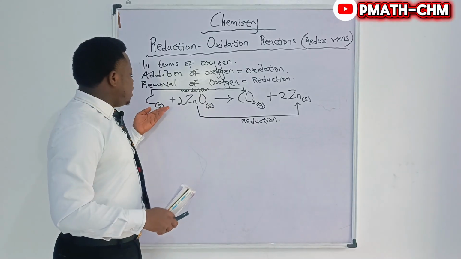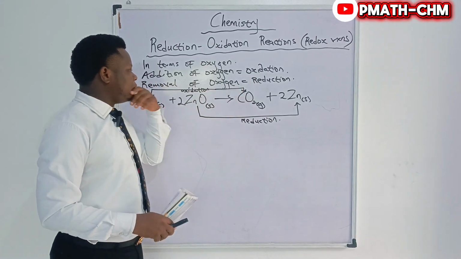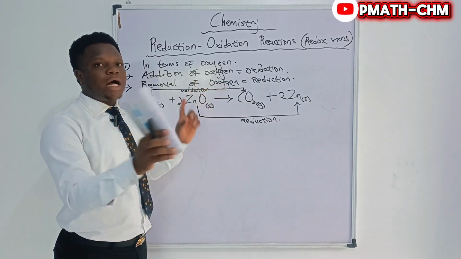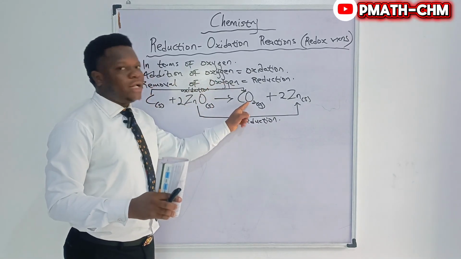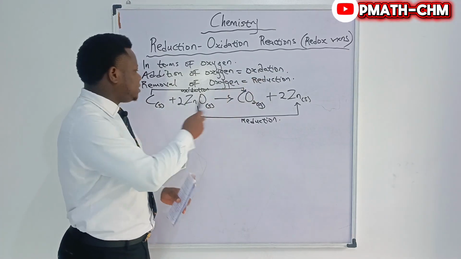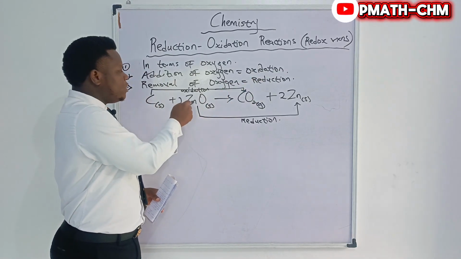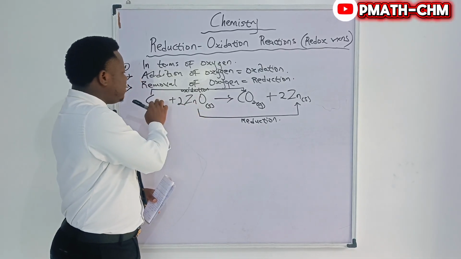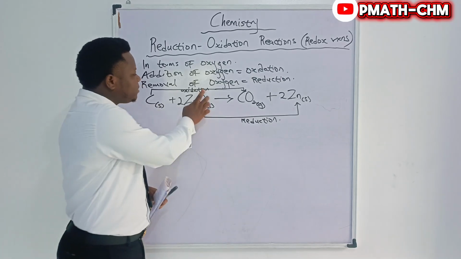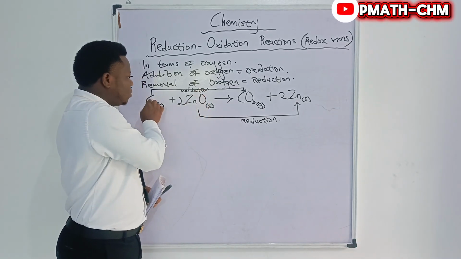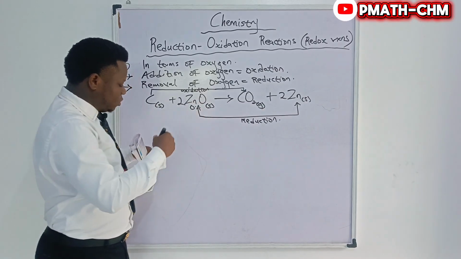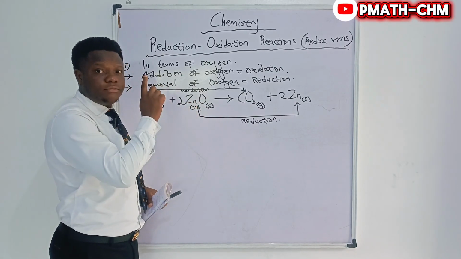Oxidizing agent is that species in the reaction that makes oxidation possible. What do we mean? If you look at this, this is our oxidation arrow. So looking at this critically, carbon was oxidized. Why was carbon oxidized? Because oxygen was added. But the question is, which species in this reaction gave this oxygen to carbon? You agree with me that the oxygen that carbon is combining with is coming from zinc oxide. So the substance that donates the oxygen to the carbon, we call that substance your oxidizing agent. So this is your oxidizing agent.